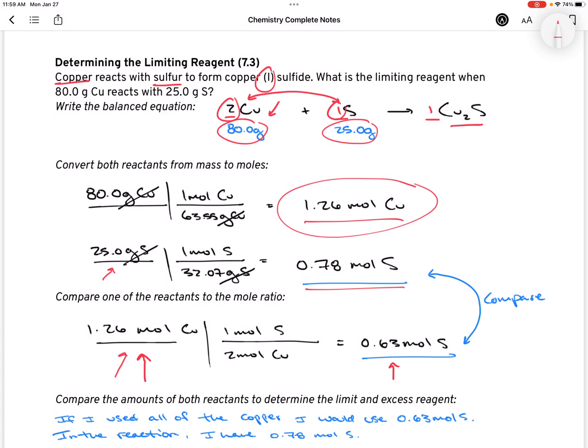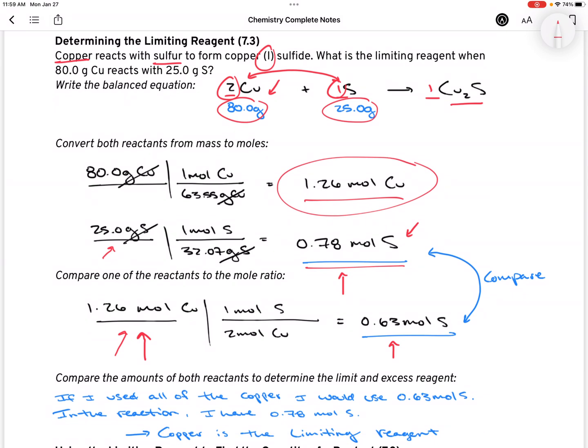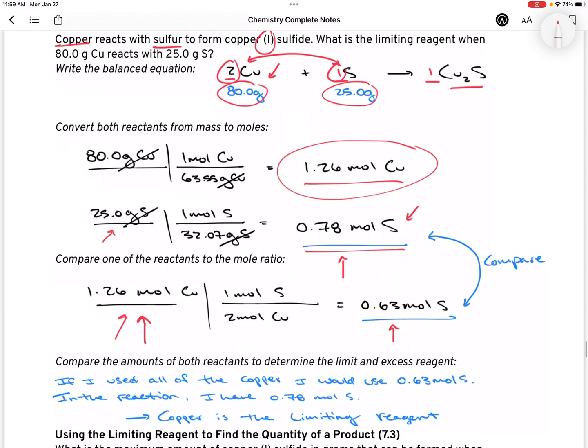And then I say to myself, well, how much sulfur do I have? Well, the sulfur that I have is 0.78. I have plenty of sulfur. I even have some left over, okay? So when we're doing this, you need to recognize that you have to do the comparison because in this example, I have plenty of sulfur. So sulfur is my excess reagent.